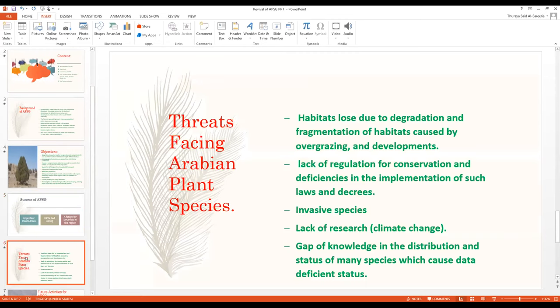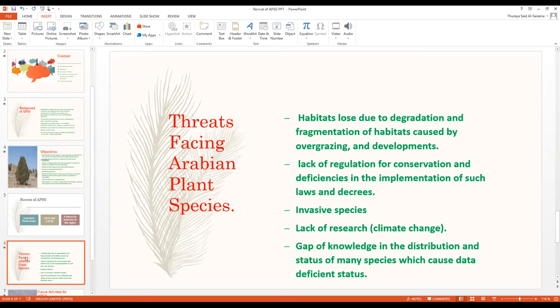There are different threats or key conservation issues that are facing the plant species in our region. I don't want to talk in more detail because Dr. Tony also will cover this, but the most important, as you know, is habitat loss due to different factors like degradation and fragmentation caused by overgrazing or developments by building highways or roads or housing or hotels. Also, in some areas, there is a lack of specific regulation for the conservation of the flora, and also deficiencies in the implementation of such laws and decrees.